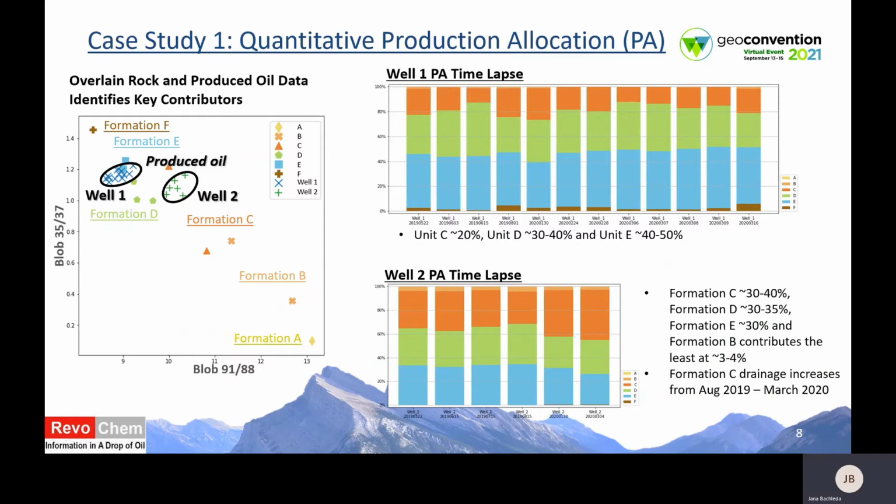In well 2, we can see that Formation C is the primary contributor, especially once we get into 2020. It contributes about 30 to 40% of total production for the well. Formation D contributes about 30 to 35%, and Formation E contributes about 30%. It's also really important to notice here that Formation C drainage increases from August of 2019 to March of 2020. It'd be interesting to see if that trend continues through time.